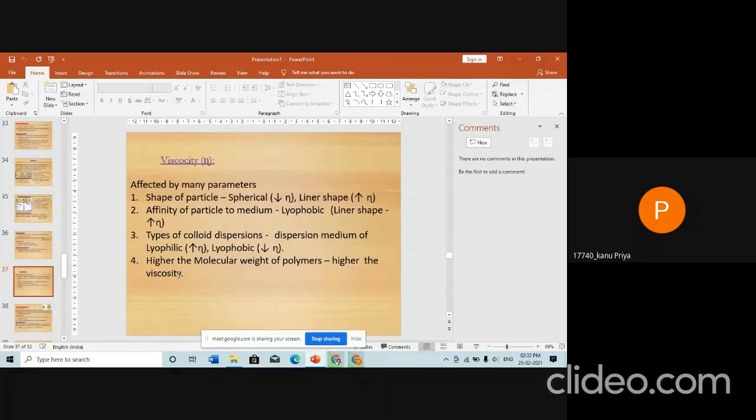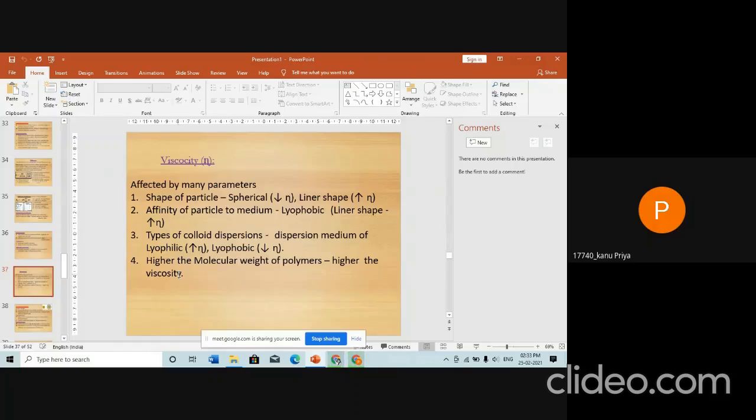Now, next is viscosity. There are many parameters that affect the viscosity. First is shape. If the particle is spherical in shape, then the viscosity is lower. If it is a linear shape, it has higher viscosity. Next is affinity of particle to medium. Lyophobic, which is linear in shape, increases the viscosity.